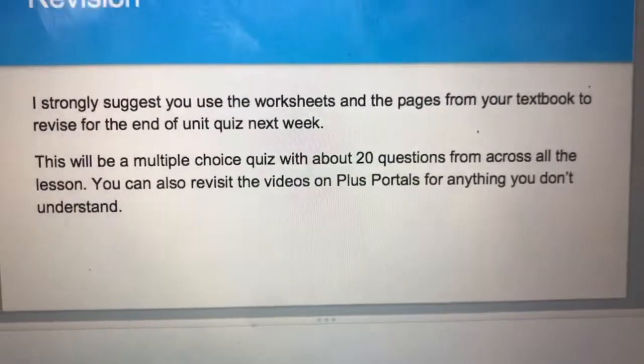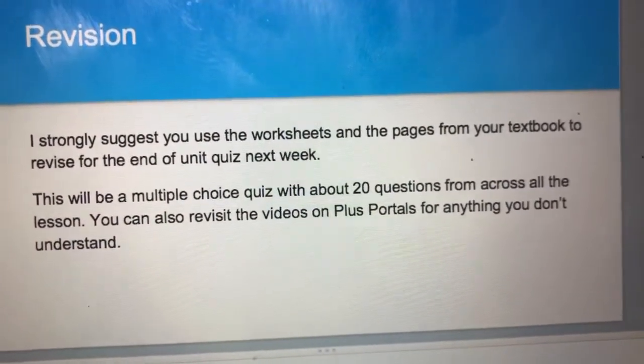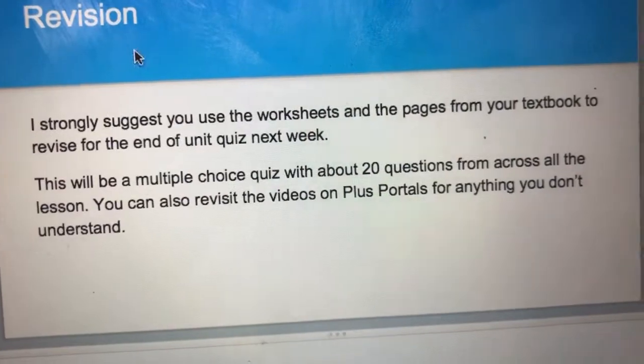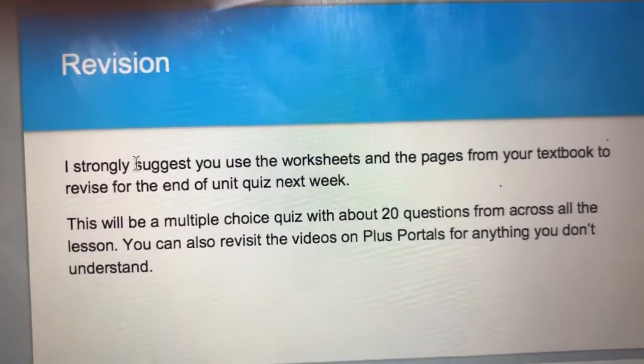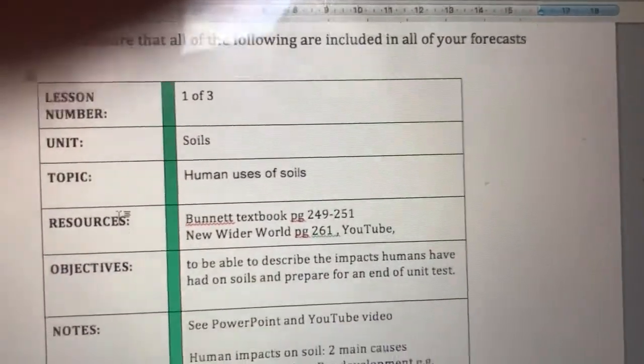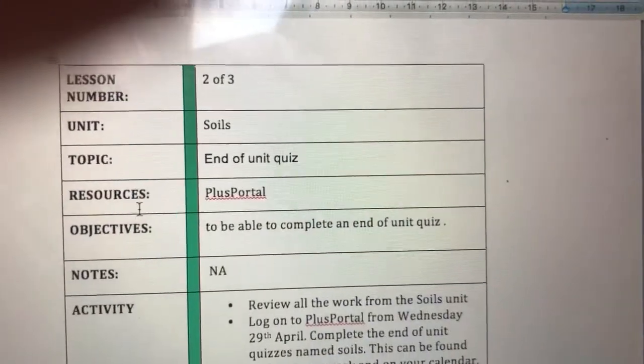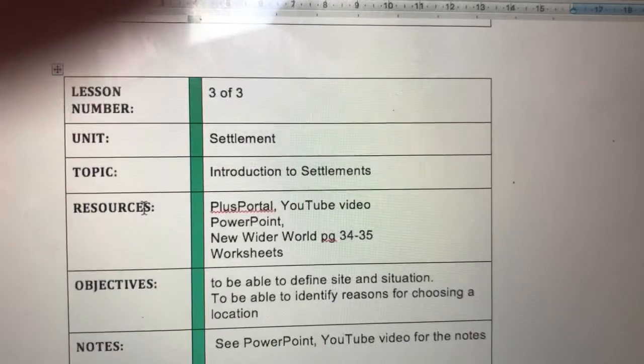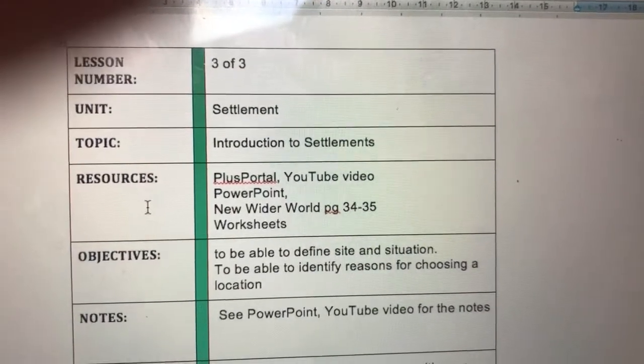So that's the end of the lesson 1. Lesson 2 is to complete the soil quiz, and then lesson 3, as it says in this document here. So lesson 1, we do the soils. Lesson 2, the end of unit quiz. And then lesson 3, we'll move on to settlement, okay?